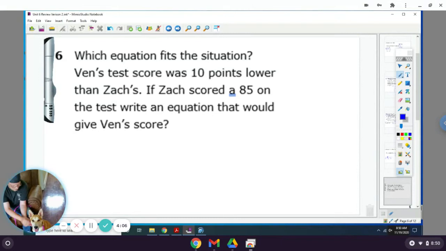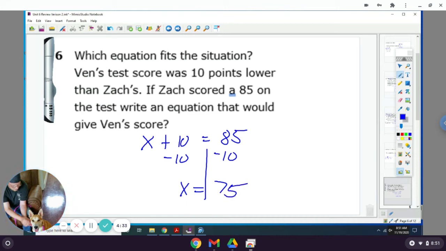G6. Which equation fits this situation? Vin's test score was 10 points lower than Zach's. If Zach scored an 85, write an equation. So your equation would be _ equals 85. Then you don't know Vin's test score, but you do know that Zach is 10 points higher than Vin, so you do x plus 10, which equals 85. So then you would solve it. So Vin's test score would be a 75.